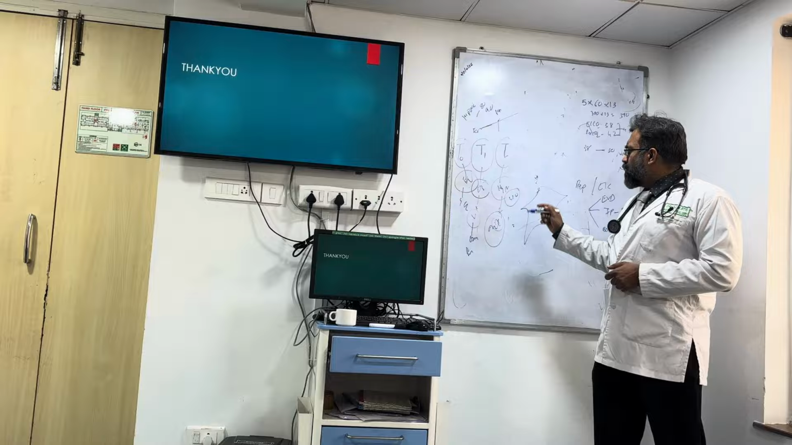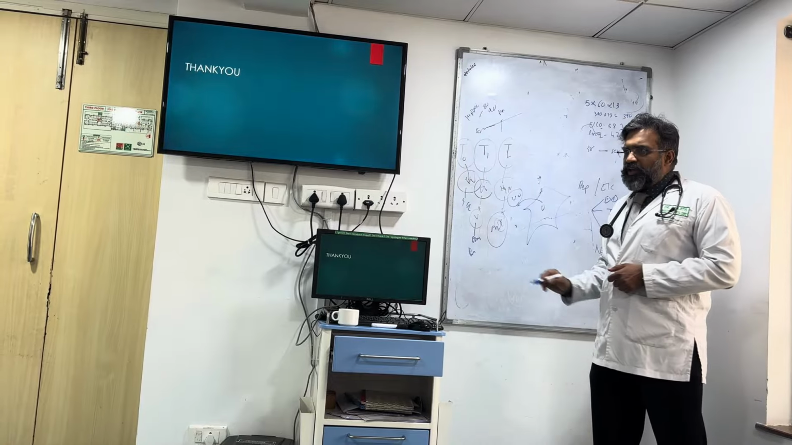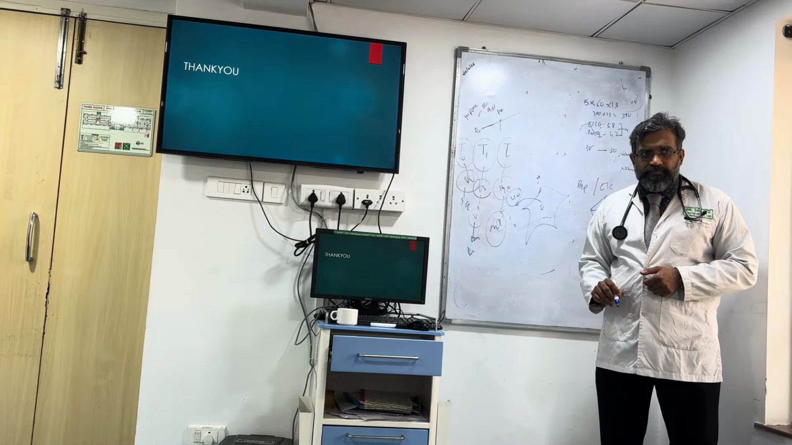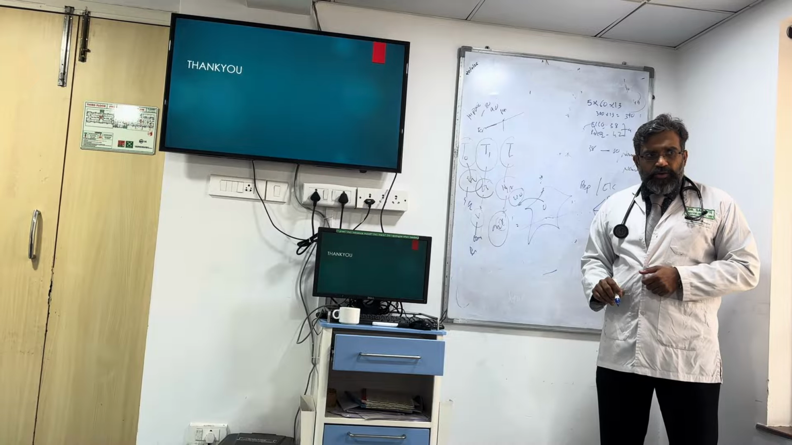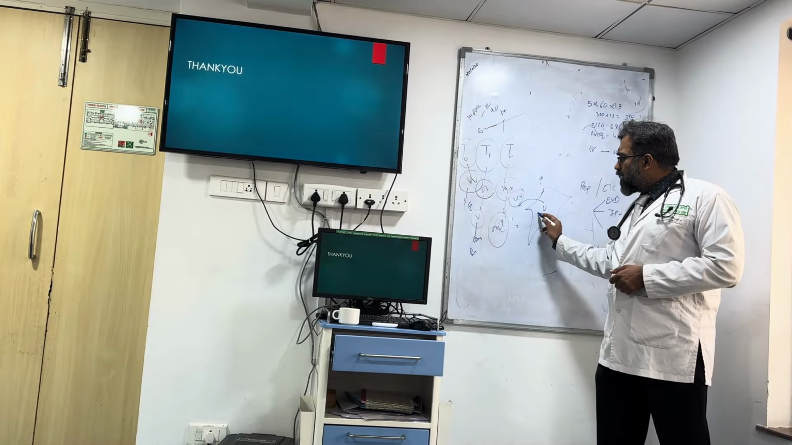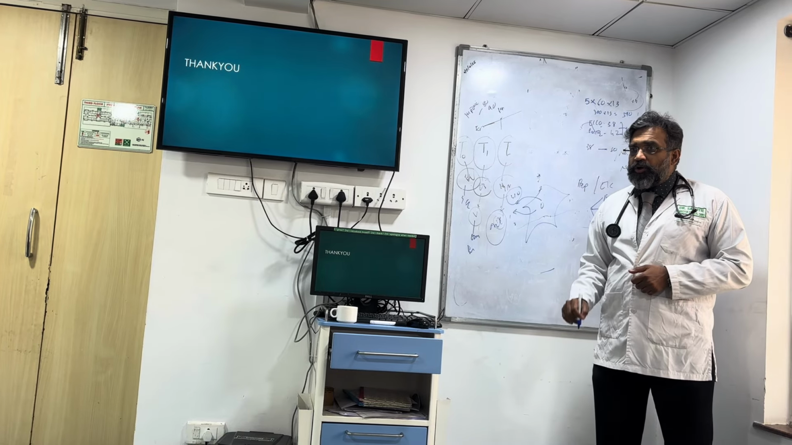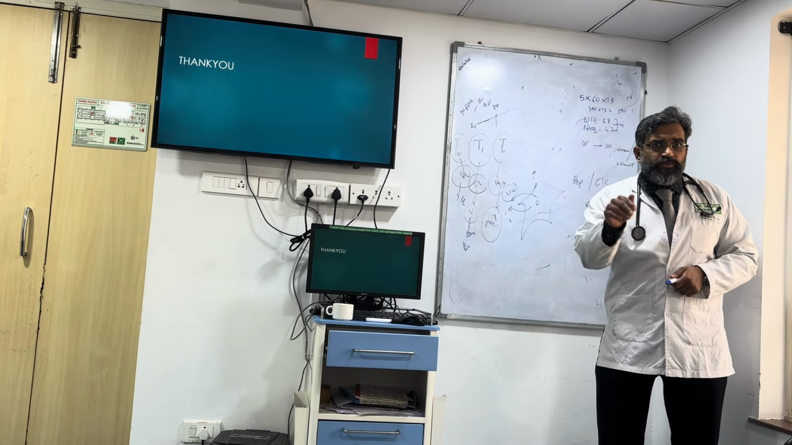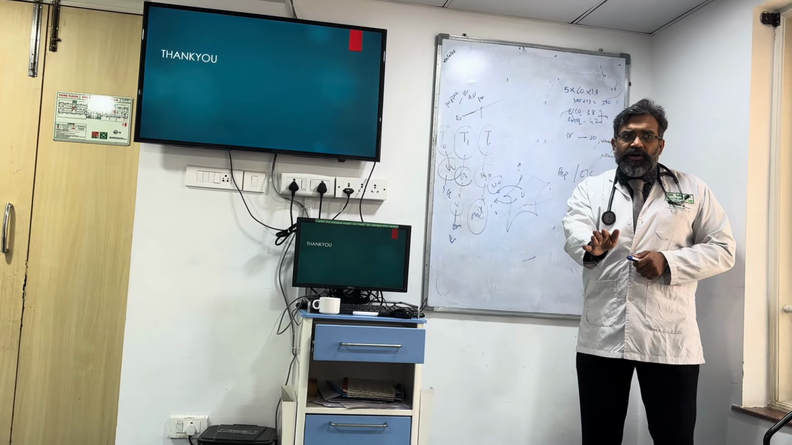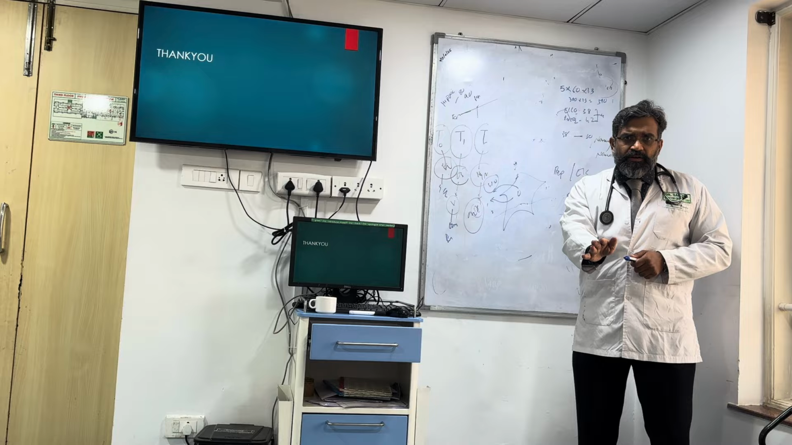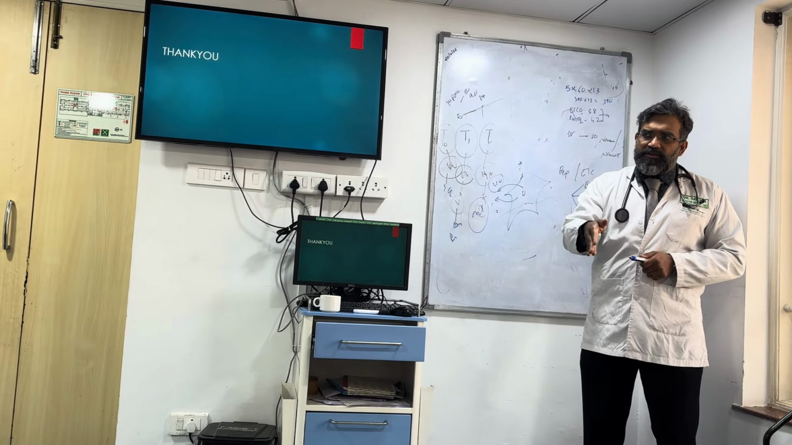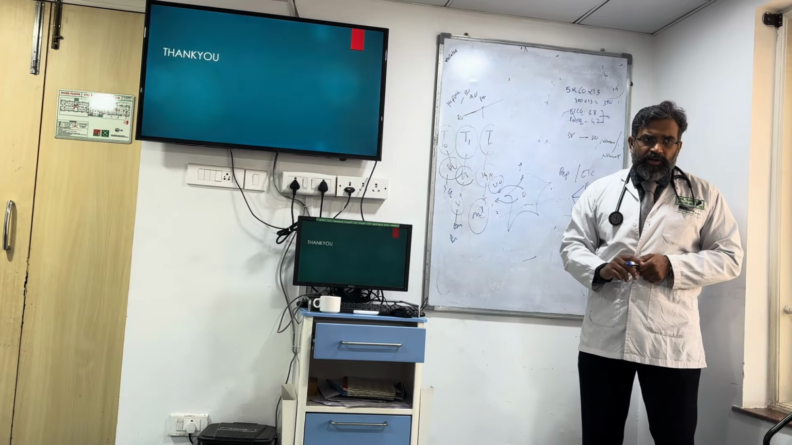So what will it do? It will push sodium out from inside. Understood? Along with sodium, there are other elements, organic solutes, that are coming out. They are called osmolytes. There are organic solutes that are adding to the osmolarity outside the brain cell, outside the astrocyte, which are called osmolytes, organic substances. Clear?